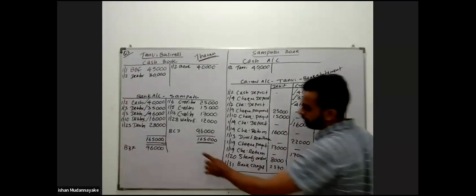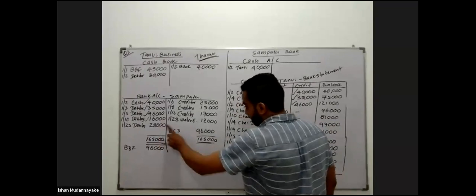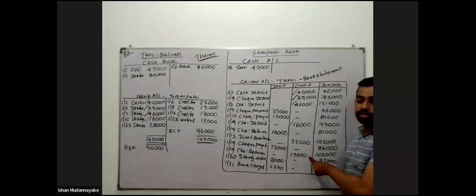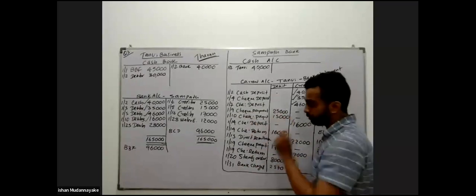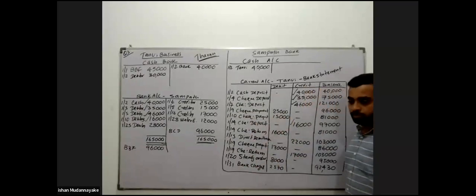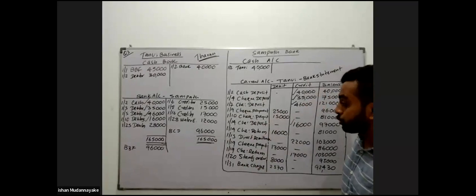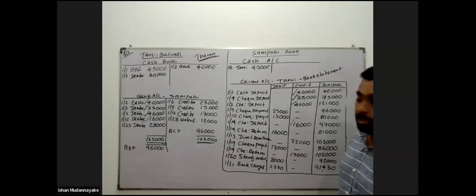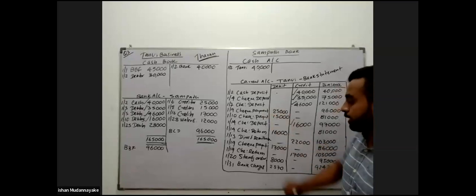But this 20,000 check is still unrealized. Therefore, you can't mark this 28,000. The bank has still not collected cash for this 28,000 check. Therefore, you can't record it, you can't mark this 28,000.